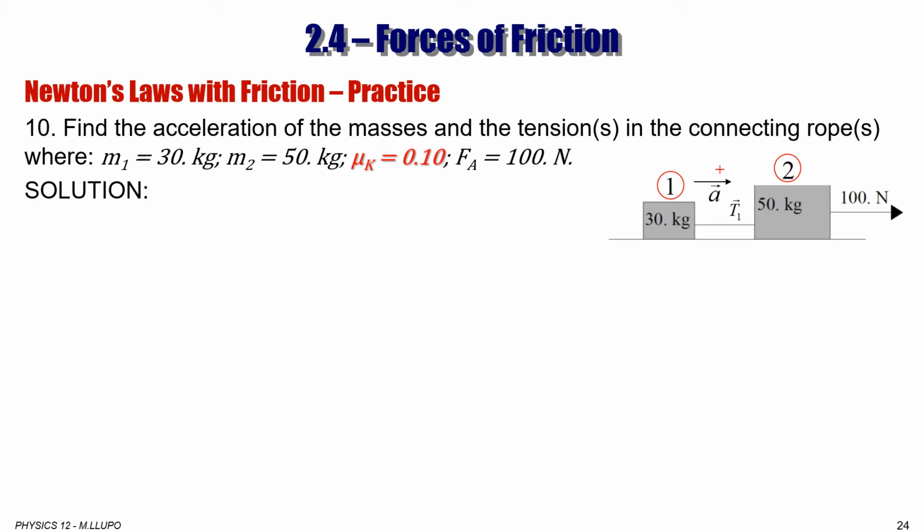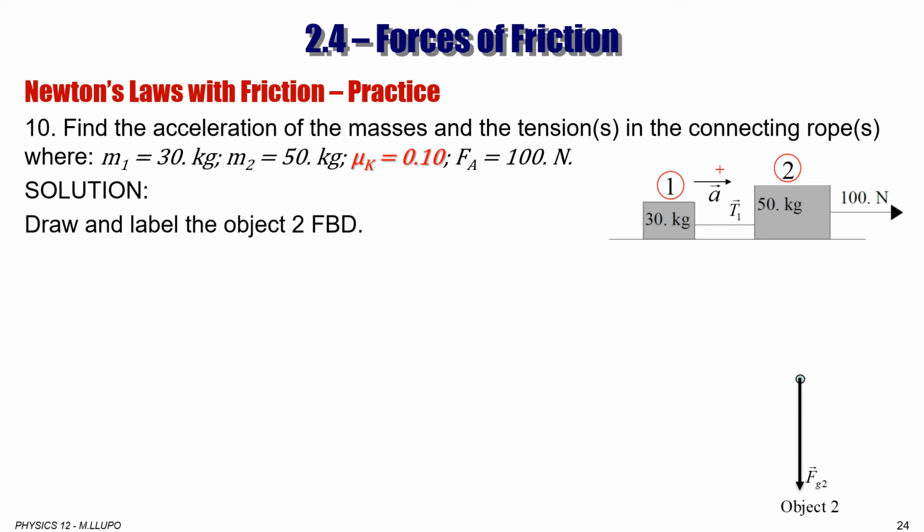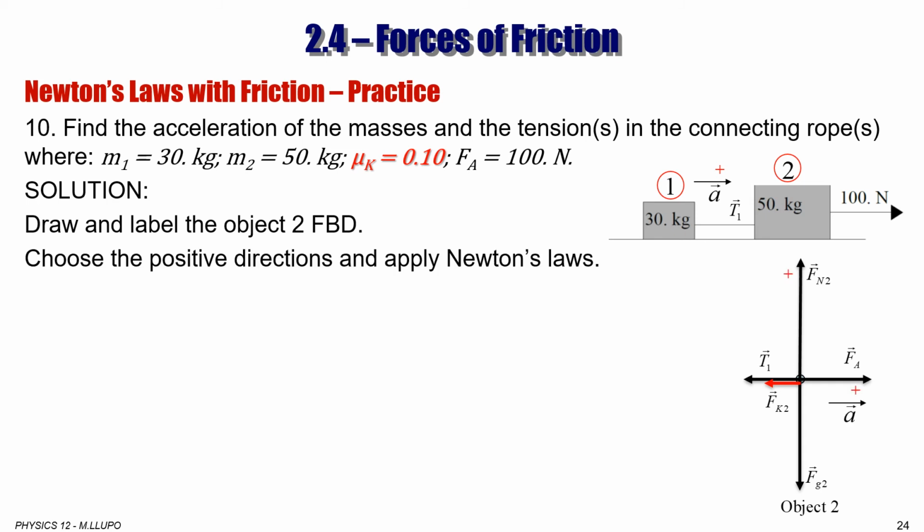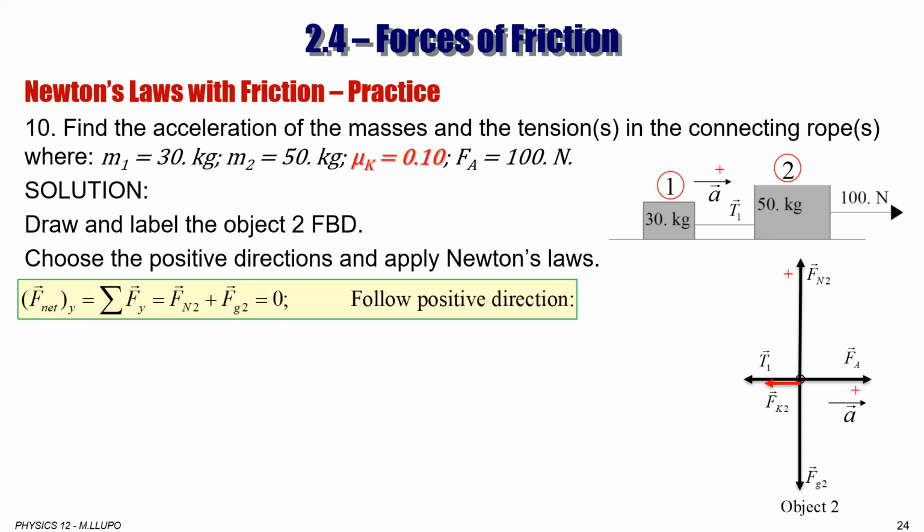We do the same thing for object number 2. Force of gravity, we label Fg2, Fn2. So force applied on the right, and there are two forces on the left: tension 1, based on third Newton law, but we have another one, because we have friction, Fk2. And then we do pretty much the same thing. We label the positive direction, that's the direction of the motion.